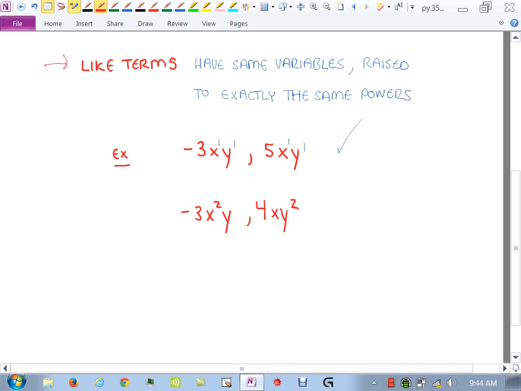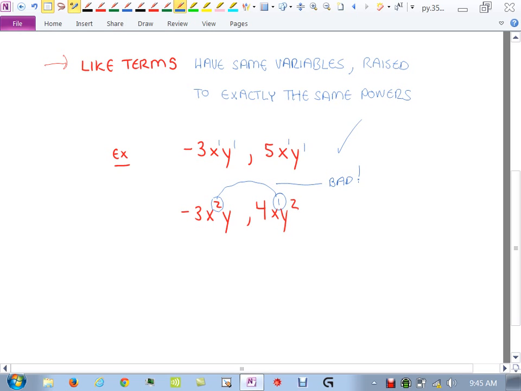Okay, so do they have the same variables? They both have x's and y's, right? Are the variables raised to the exact same powers? No, because look, the x has a squared on it. What does the x over here have on it? A 1, right?